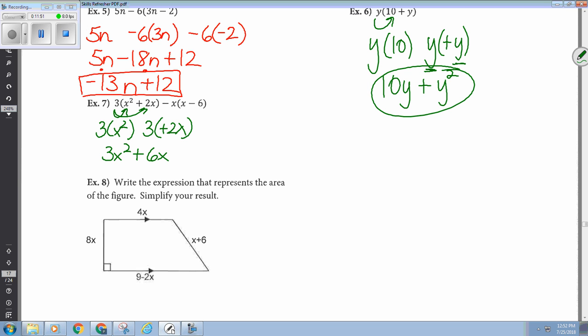Now we distribute the second set of parentheses. So you have negative x times x, and then negative x times negative 6. Negative x times x is negative x squared. Remember, a negative times a positive is negative. X times x, a variable times itself, is x squared. A negative times a negative is positive, and x times 6 is 6x.